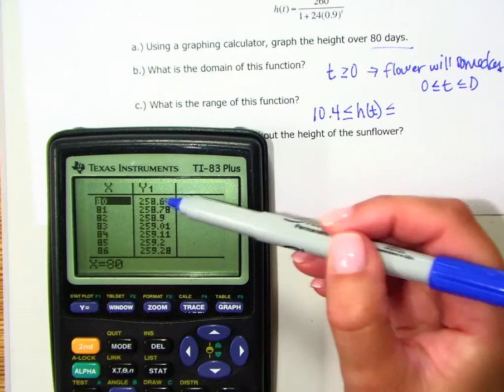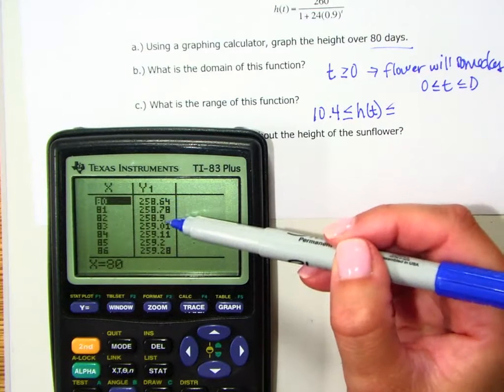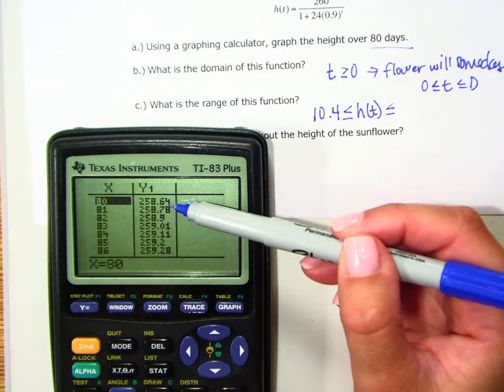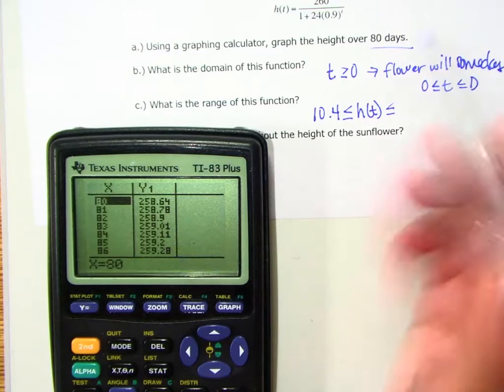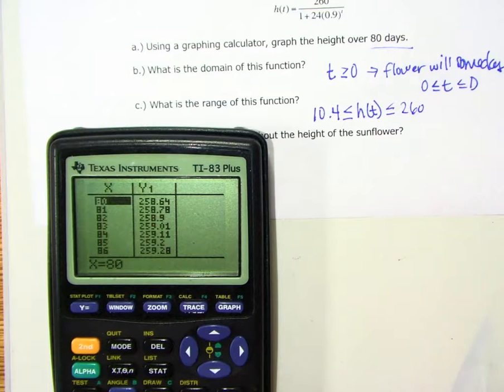Now, if you look beyond, notice what's happening. The flower's getting a little bit bigger, but barely. We're going to go ahead and just round that up to 260, okay? Just for a little rounding sake.